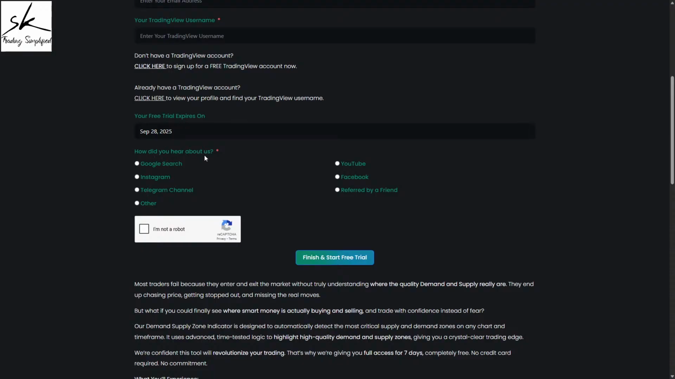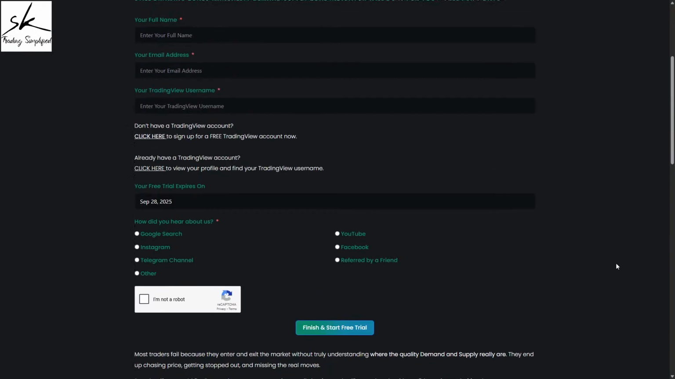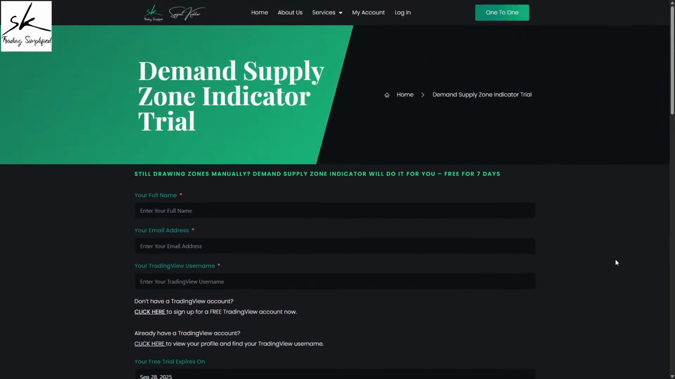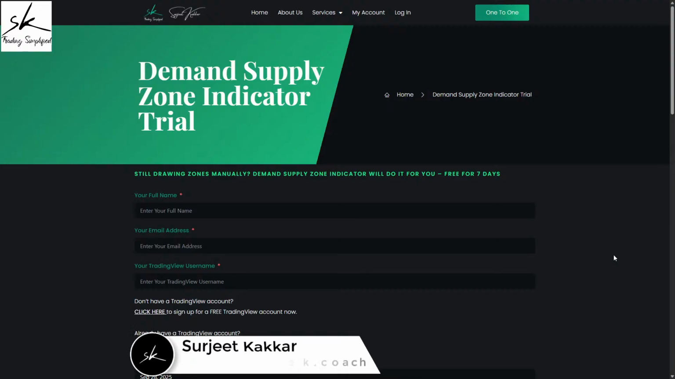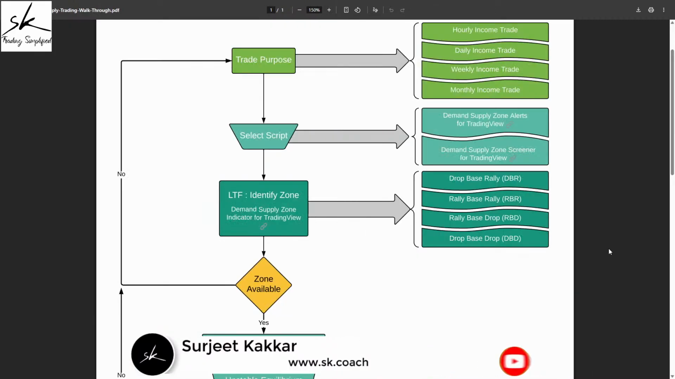Choose the correct option here. How did you hear about us? Click on I'm not a robot and click on finish and start free trial. Now, once you click on this, your form will be submitted, and within 24 hours it will get activated for you. And upon activation, you'll get a notification on TradingView itself that now you have access to the indicator and you will be able to enjoy it until the expiry date.